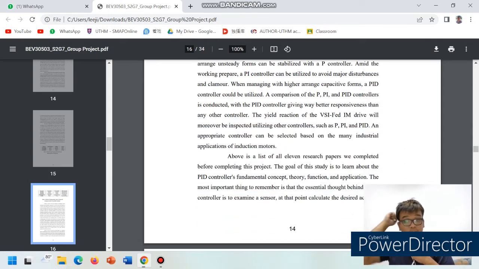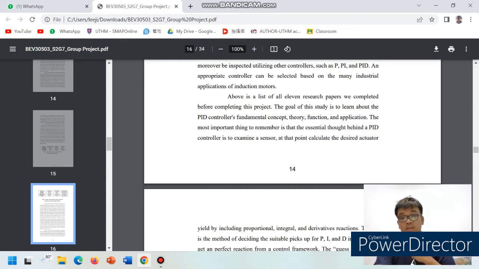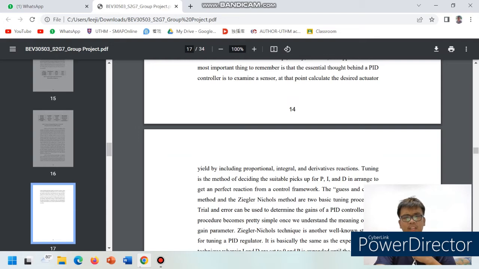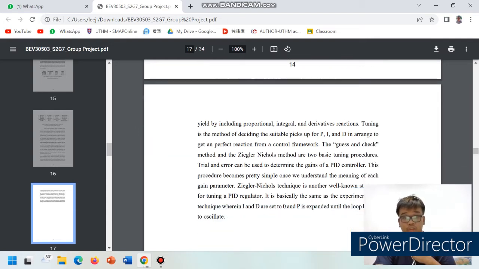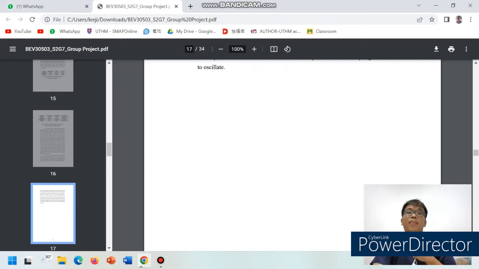Above is a list of all 11 research papers we completed before completing this project, and the goal of this study is to learn about the PID controller's fundamental concept, theory, function, and application. The most important thing to remember is that the essential idea behind a PID controller is to examine a sensor at the set point, then calculate the desired actuator output by including proportional, integral, and derivative reaction. That's all from my literature review part.